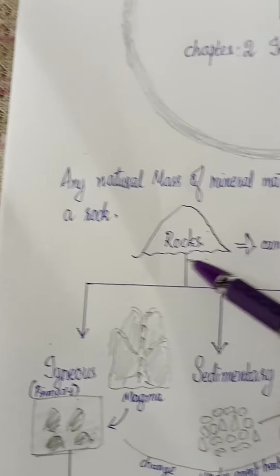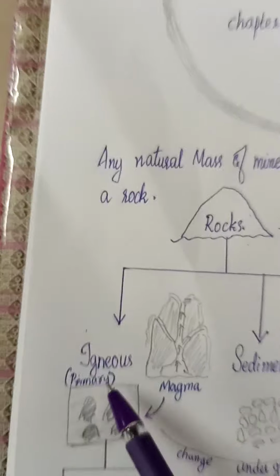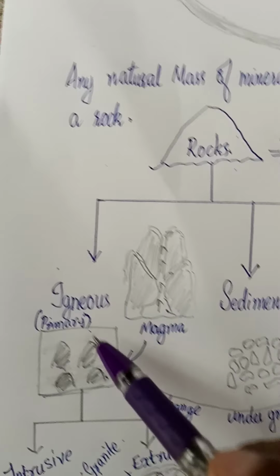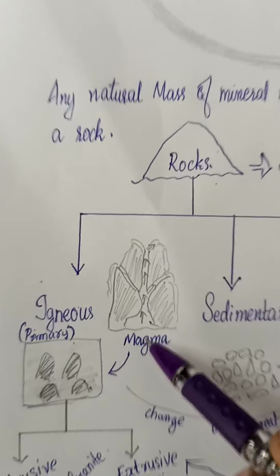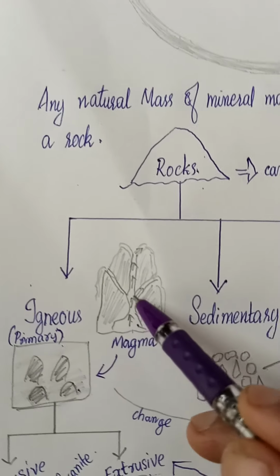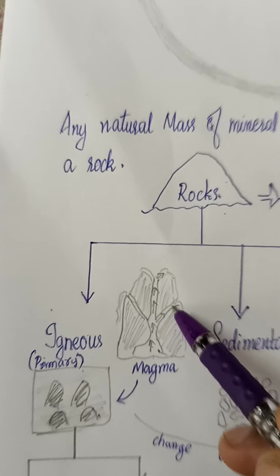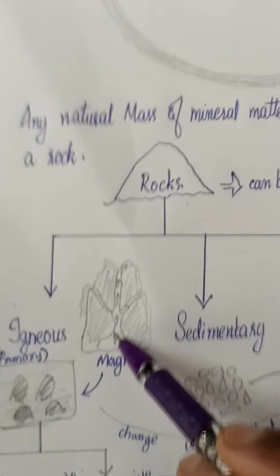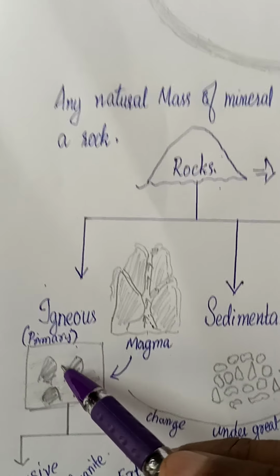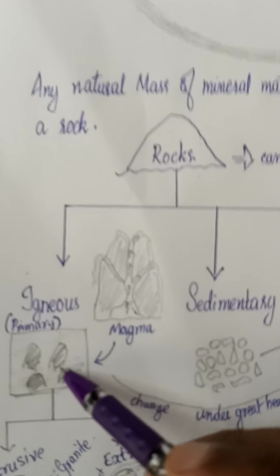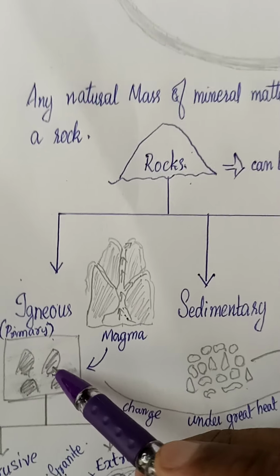Rocks can be of three types. The first one is igneous rocks. Igneous rocks are otherwise called primary rocks. How are igneous rocks formed? Molten magma cools down and forms igneous rocks.